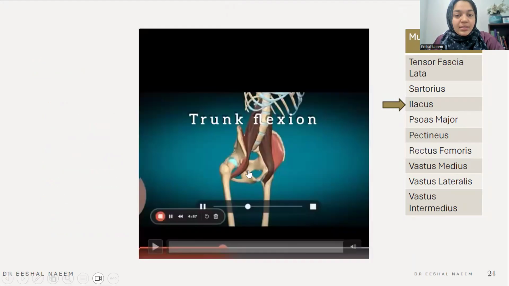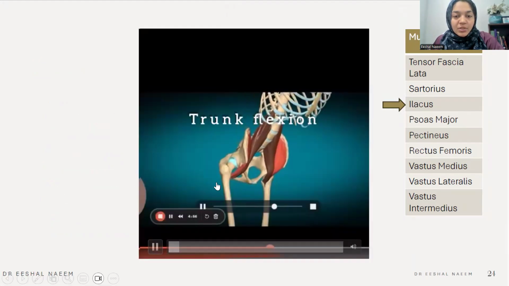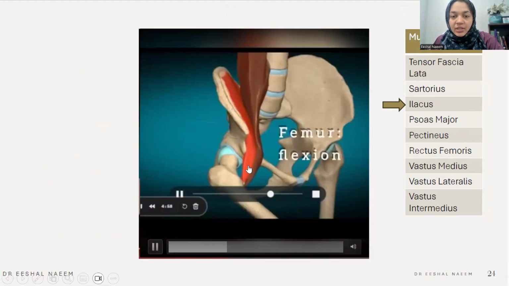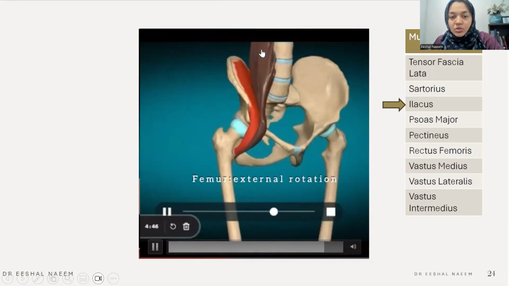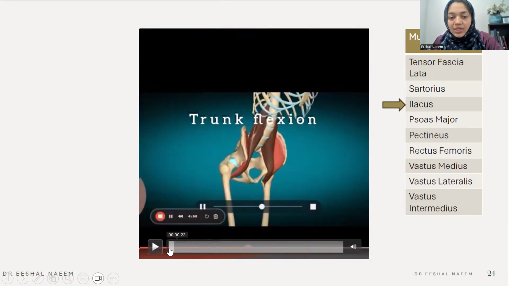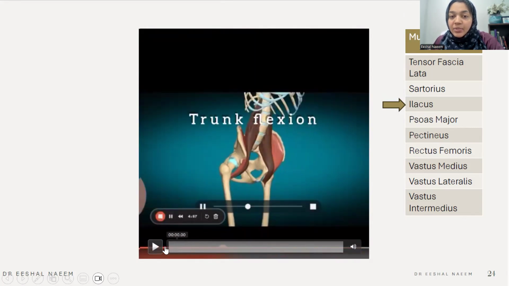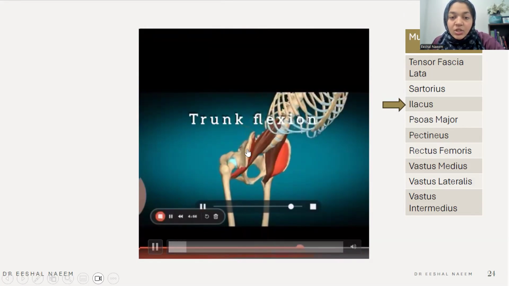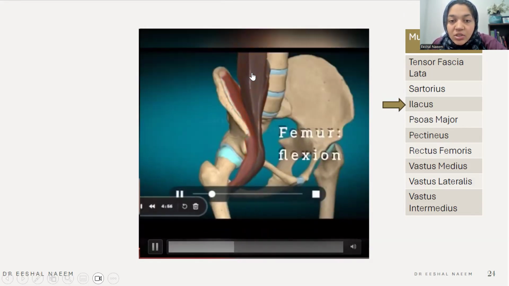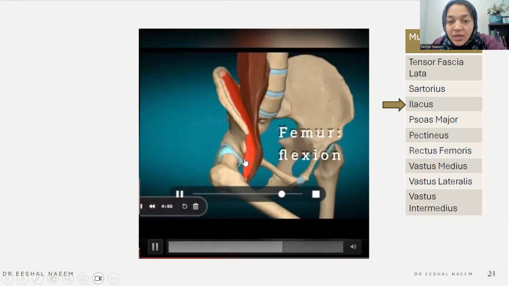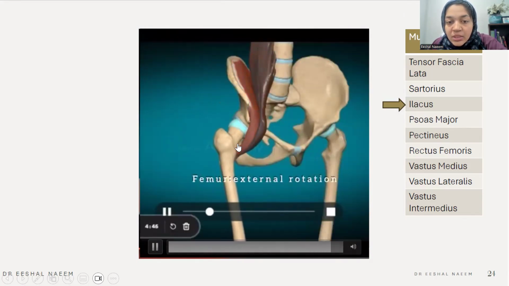Now, let's see the movements of this muscle. Trunk flexion, right? Femur flexion. This is the iliacus muscle, this is the psoas muscle, and then external rotation. All these. Can you see? So basically, the iliacus muscle and the psoas major are adding up to form the action, right? So this is the trunk flexion. This brown one is the psoas major. The red one is the iliacus. Both of them are inserting into the lesser trochanter of the femur.